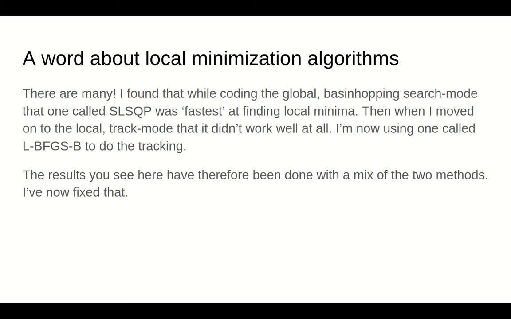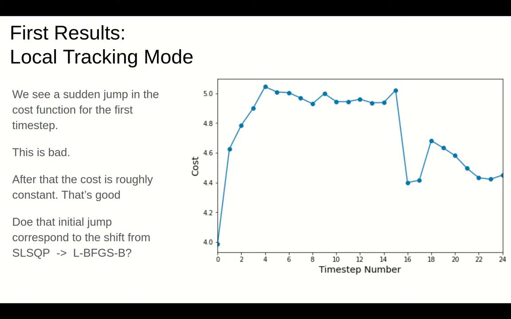But that means that I found the global minimum with one routine and tracked the local minimum, the evolution of the local minimum, with another routine. So that's something that can be fixed in the next model run. But it's important because there's a sudden jump in the cost function for the first time step, and I think that's just because I've mixed routines, and I think that's causing this jump in the cost function.